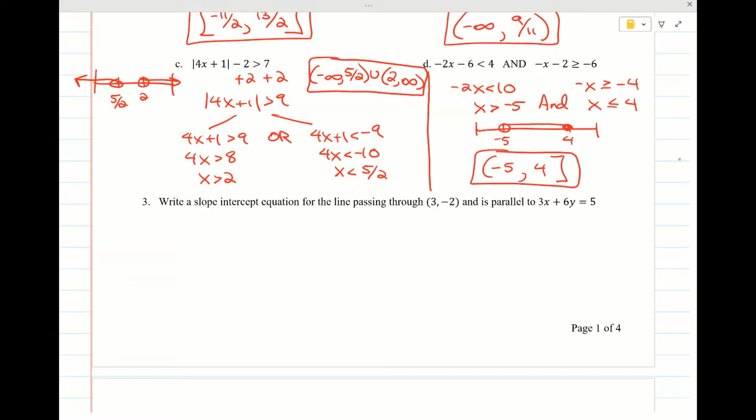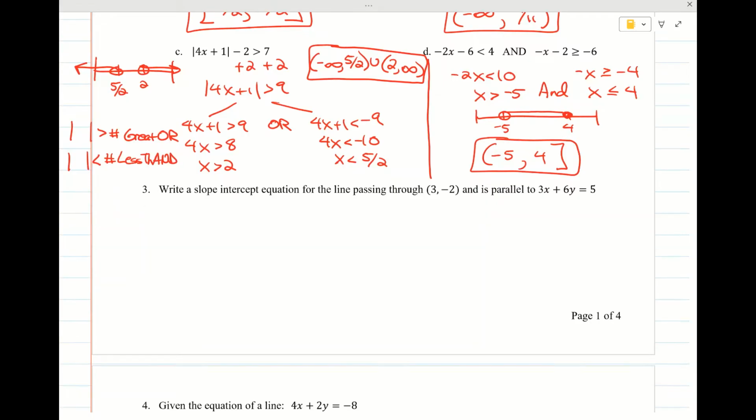One other thing I want to note is with absolute value, remember with absolute value is greater than a number, we call it an OR problem, meaning we're just looking for coverage on the graph. And if absolute value is less than a number, we make sure that we make it an AND problem, so we're looking for overlap.